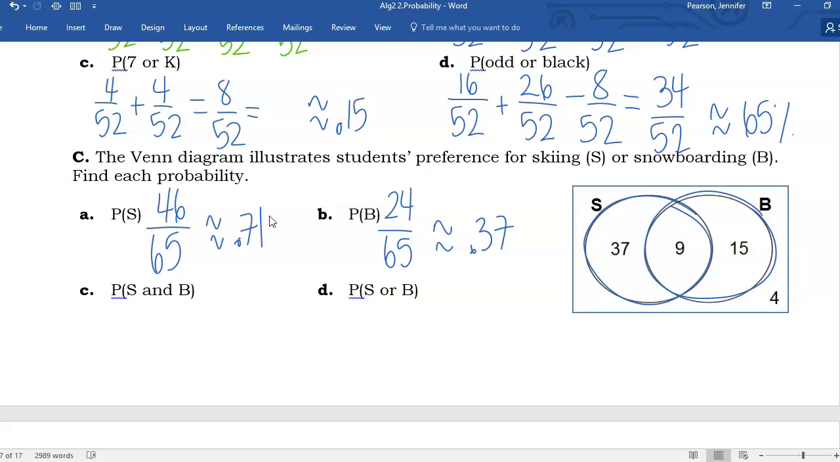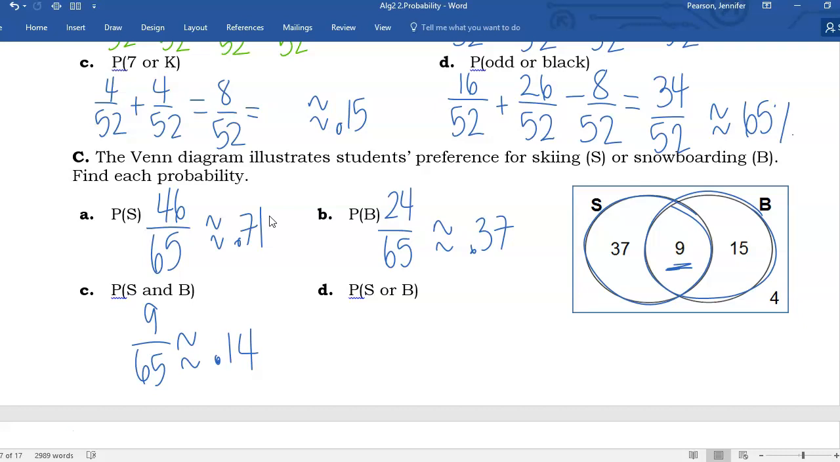How many students like skiing and snowboarding? The and is in the middle there, so he's actually a little less work because we already have our 9 and our 65. 9 out of 65 is approximately 14%.